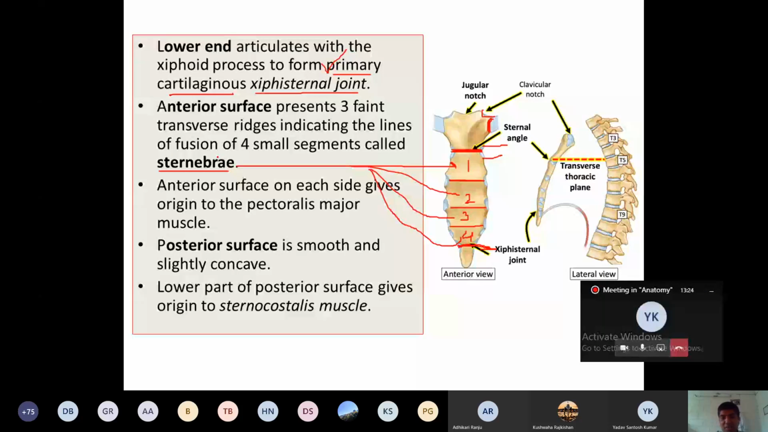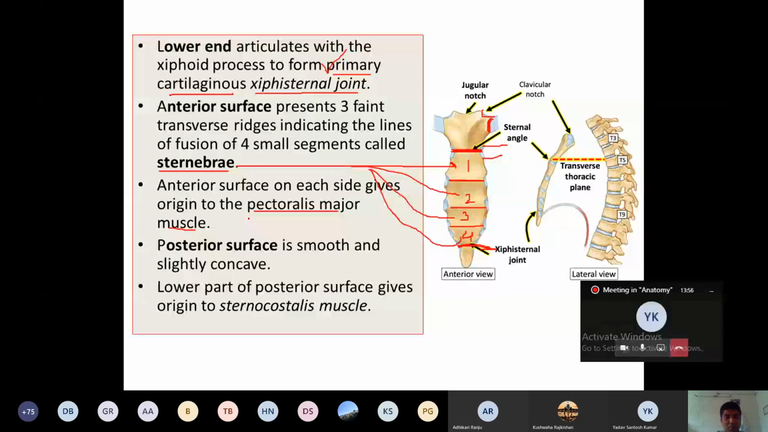They are separated by the faint ridges. How many ridges are there? Three ridges. The anterior surface on the side gives origin to the pectoralis major muscle. It has attachment in the anterior surface of the manubrium, and also in the anterior surface of the body of the sternum. So there is attachment of the pectoralis major muscle on the anterior surface of the side of the body of the sternum, as well as the manubrium.